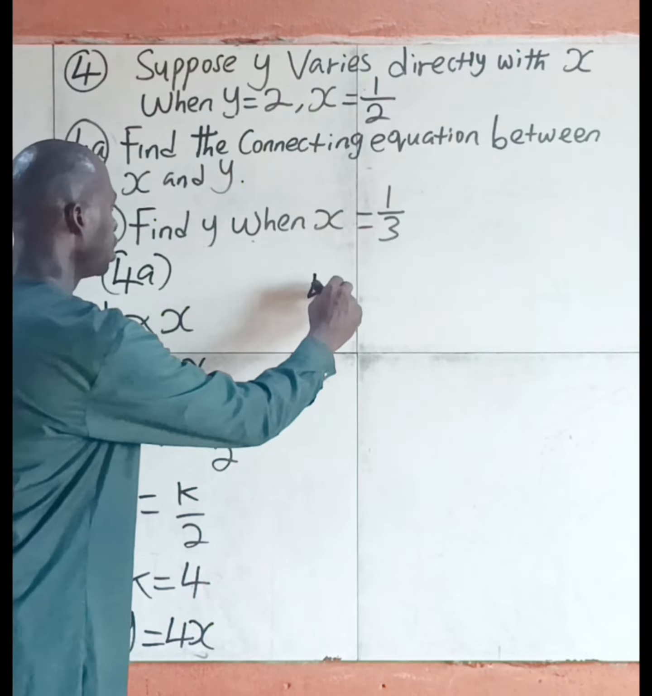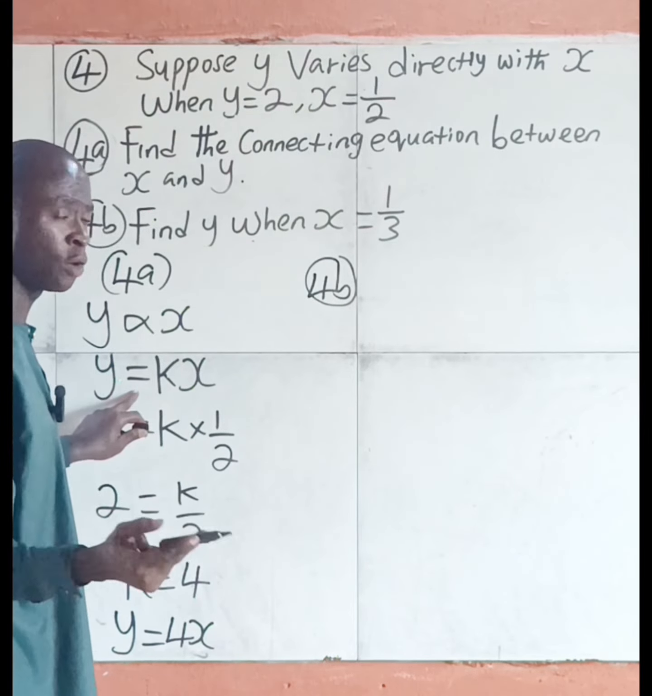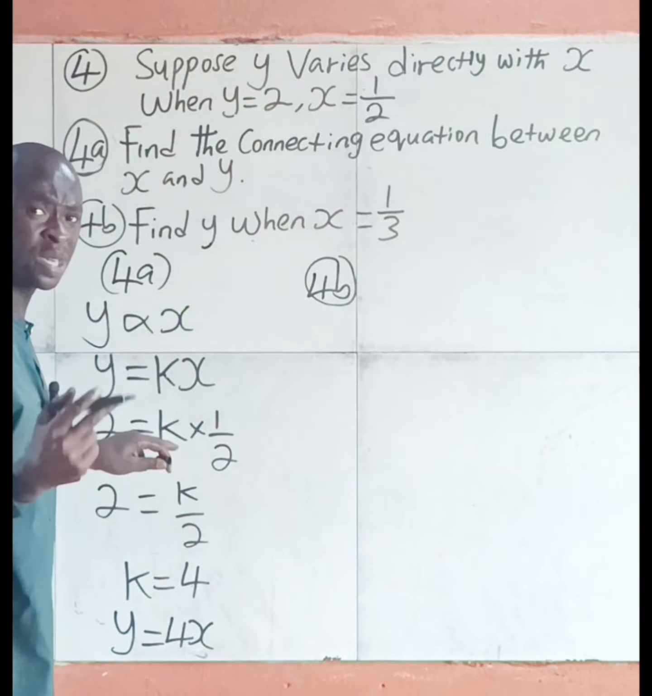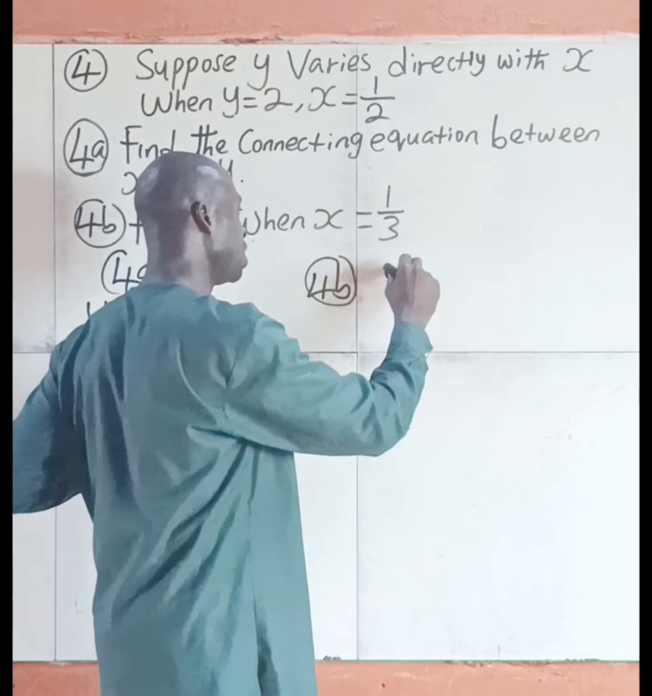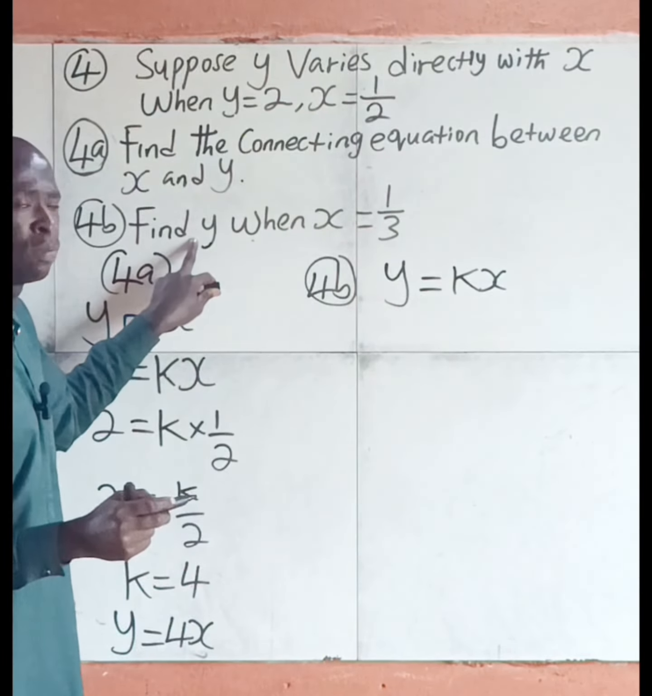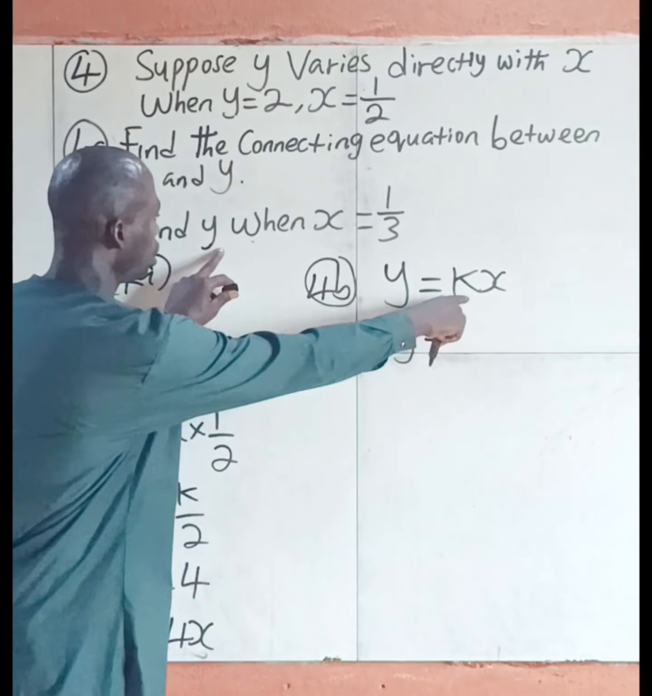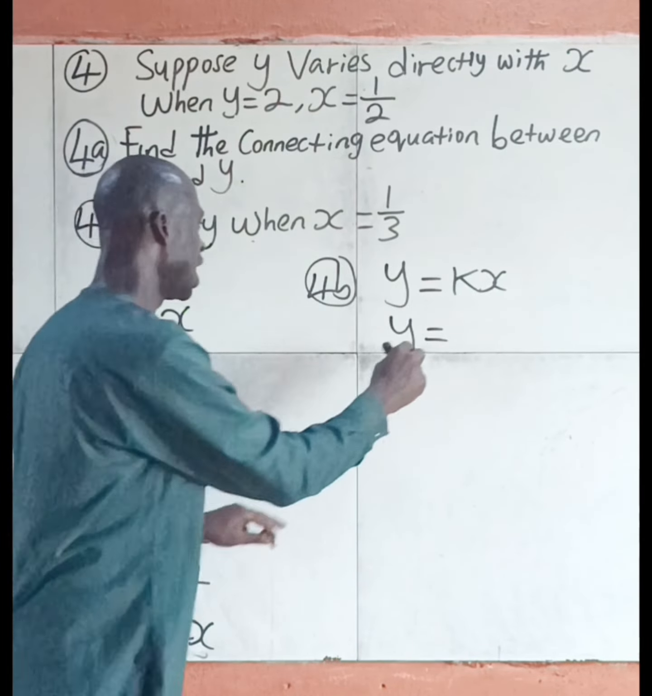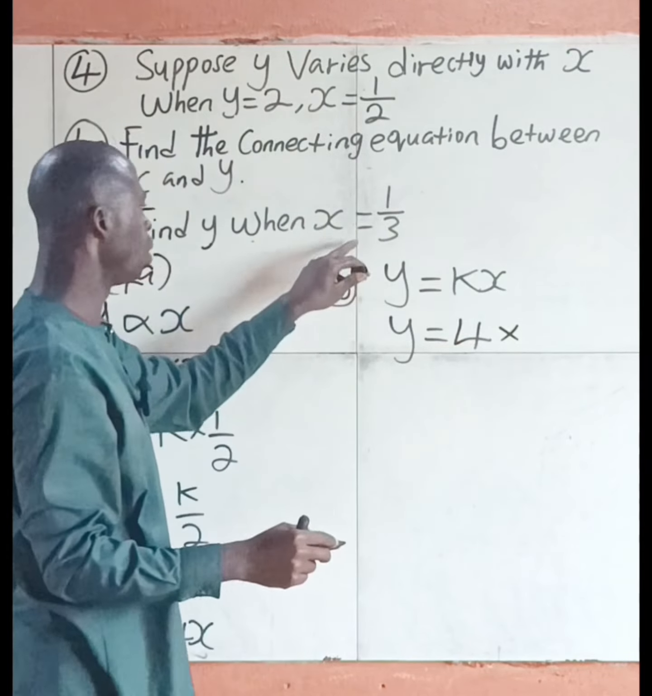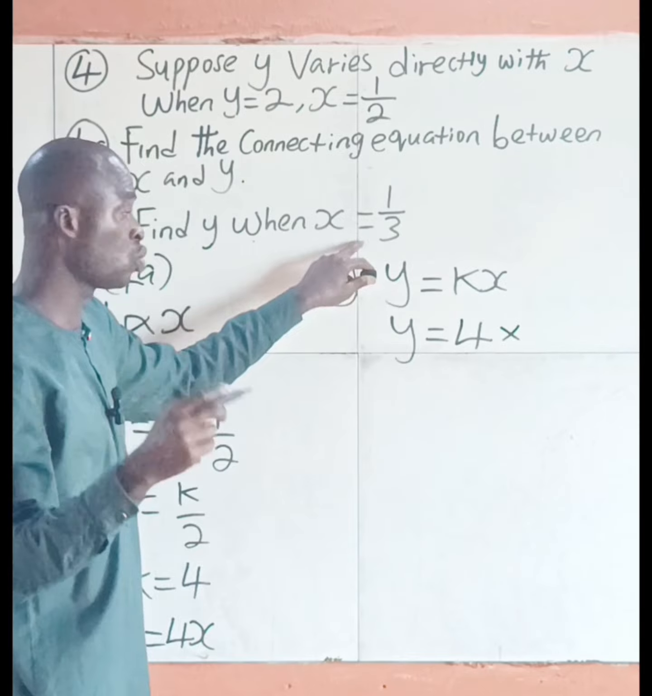For problem 4b, we are going to rewrite the formula. When you want to solve 4b, it says find y when x equals 1 over 3. The first thing you're simply going to do is rewrite this formula which you have already generated. So it becomes y equals k what? x. Now, did they give you y in problem 4b? No. We're going to rewrite the y. We are looking for the y. Next, did they give you k? I already have k. So you go there and place the value of k, which is 4. Then multiply by, do you have x in your question 4b? Yes. What is the value of x? They did give us, which is 1 over 3.